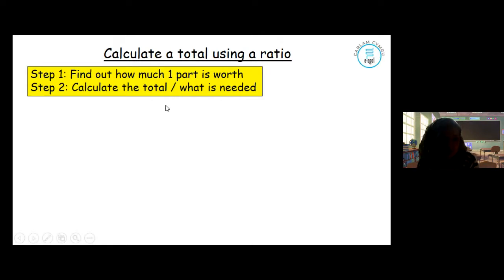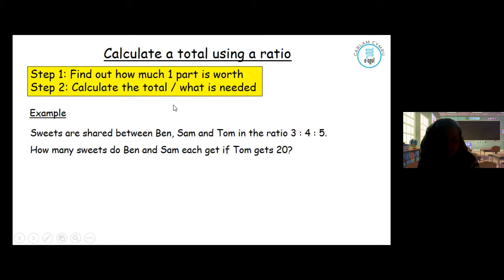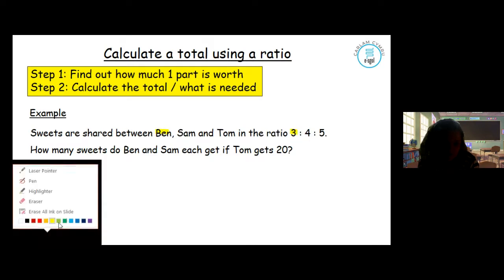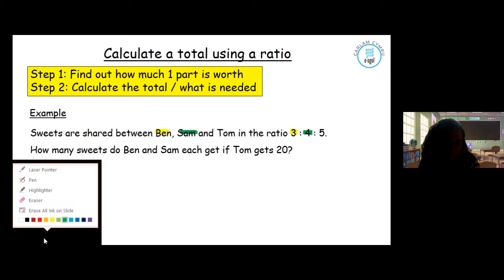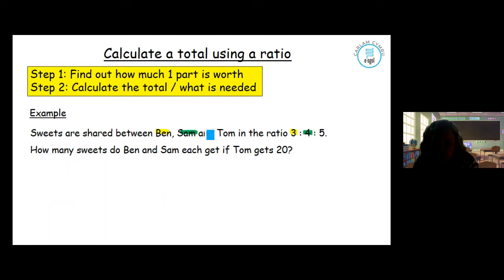Now, depending on the wording of the question, what you do here will alter. So we've really got to be careful with our reading of the questions. Right then, sweets are shared between Ben, Sam and Tom in the ratio 3, 4 and 5. So Ben is going to have 3 parts. I'm just going to change the colour on here so you can see them. Sam is going to have 4 parts, because remember the order that we read them in is really important. And then Tom is going to have 5 parts.